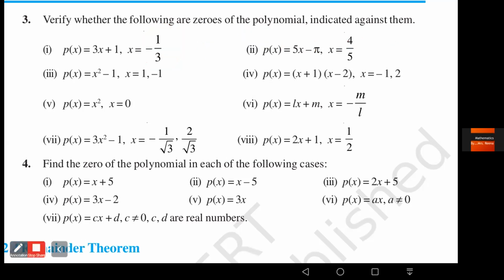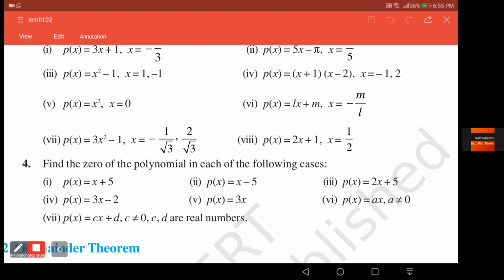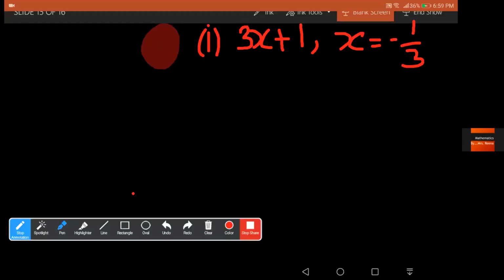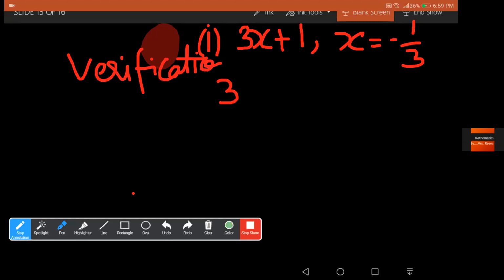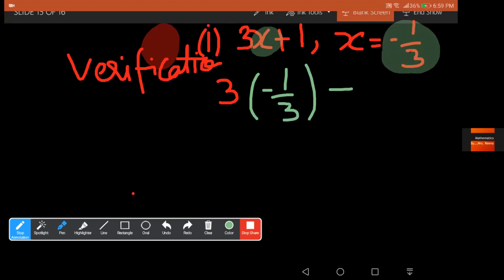So let us check how to do that. एक बार चेक करते हैं कि कैसे हम इसे करेंगे. So how to verify it? Let us take 3x plus 1, and we are doing verification for that. So instead of x, इस x की जगह पे हम क्या पुट करेंगे? Instead of this x, I will put minus 1 by 3. ठीक है? So we will write minus 1 by 3 here and then plus 1.